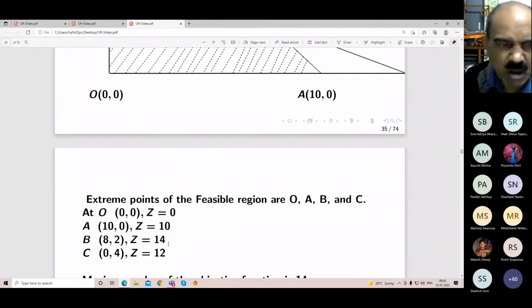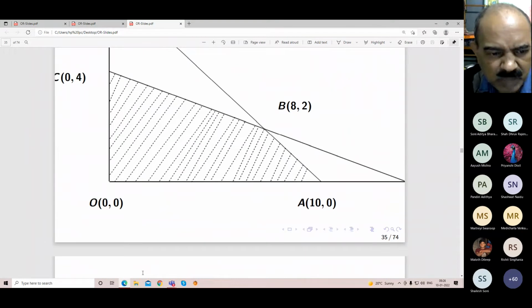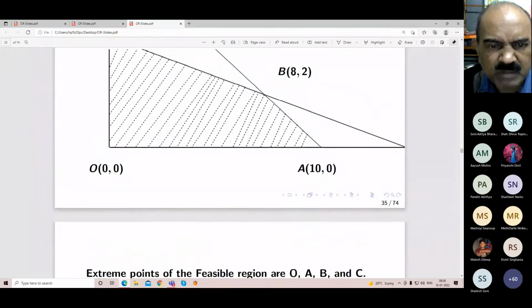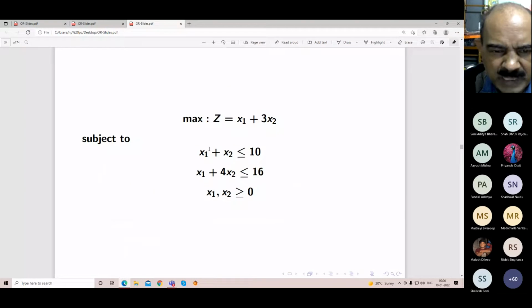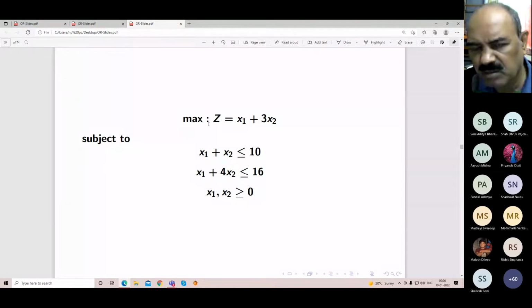Now, in case you are looking for the minimum solution for this problem, what is the minimum value? Instead of the maximum, let us say we want to find the minimum value. What is the minimum value?